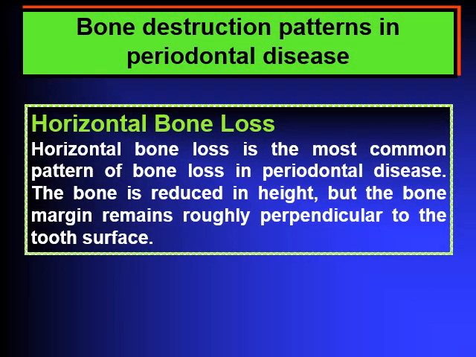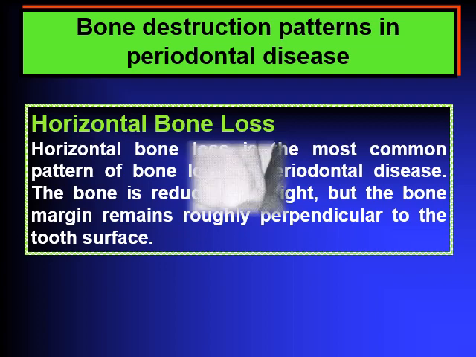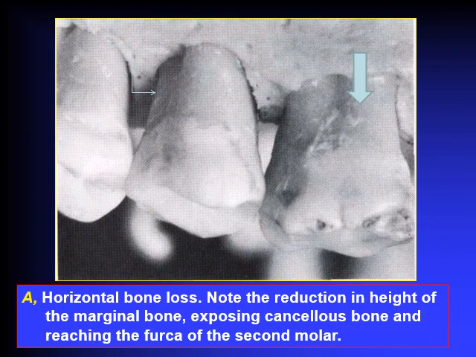Horizontal bone loss first. It is the most common pattern of bone loss. As we mentioned, in periodontal disease, the bone is reduced in height, but the bone margin remains roughly perpendicular to the tooth surface. This is a horizontal bone loss.